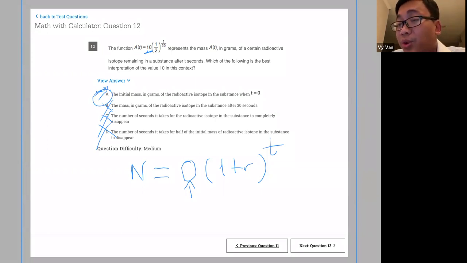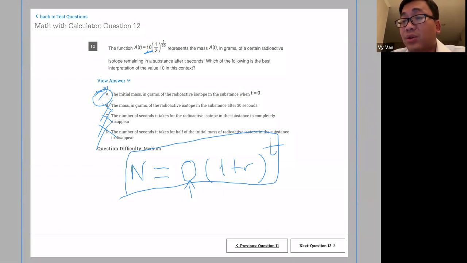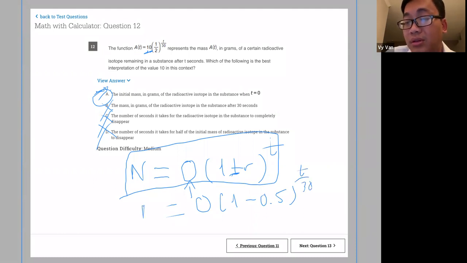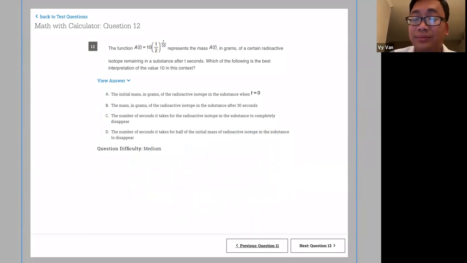So new equals original amount times 1 plus r over t. And again, this is the general equation for exponential growth or decay, okay? It decays when you subtract r, so 1 plus or minus r. And this is actually a decay problem. How do I know it's decay? Because here the rate is 1/2, which means 50%. So this is 1 minus 0.5 to the power t over 30. And as you notice, again, 10 is the original amount. So that's the answer, okay?